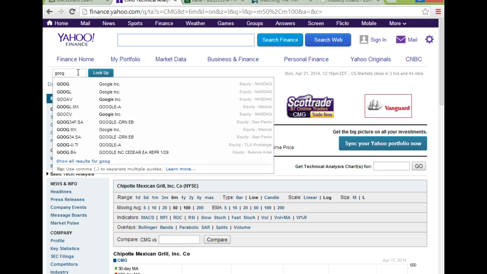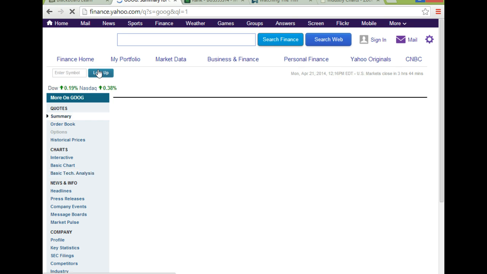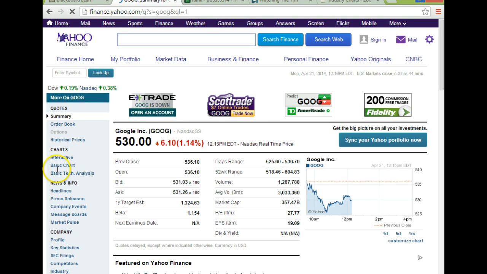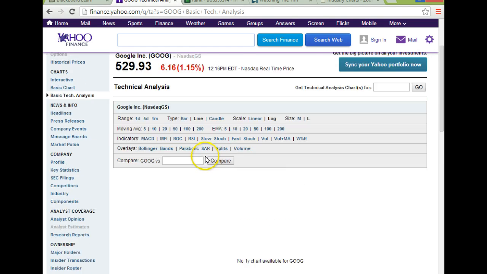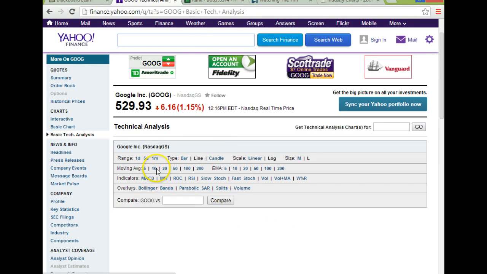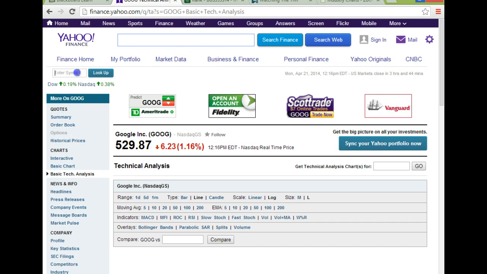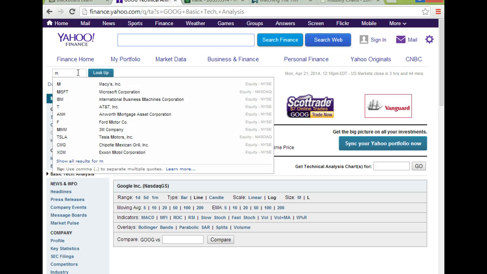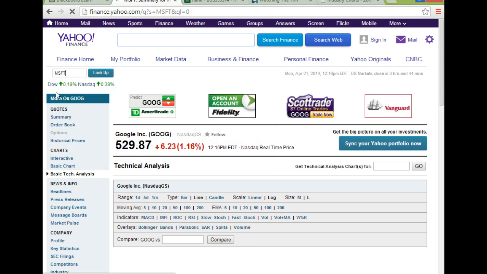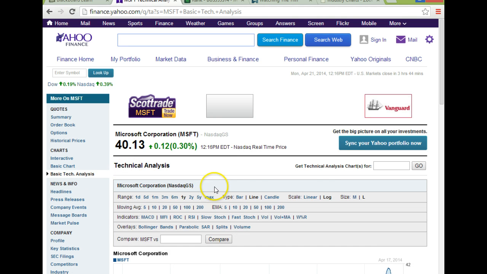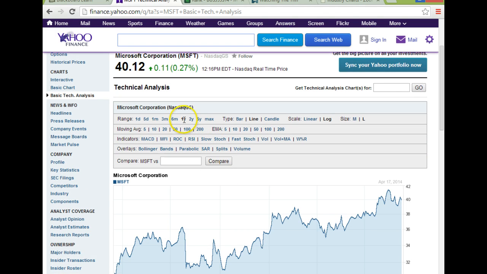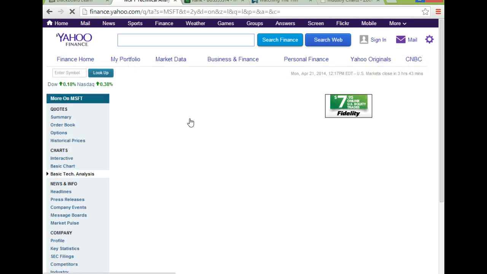Could look at Google. It's usually an interesting chart. I know I should. Okay, so let's see. I'm going to have some kind of weirdness with this chart. Let's look at Microsoft. And we'll do a 2-year.